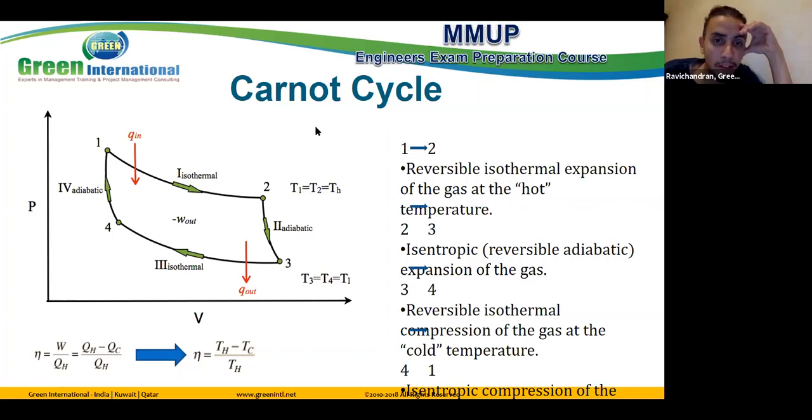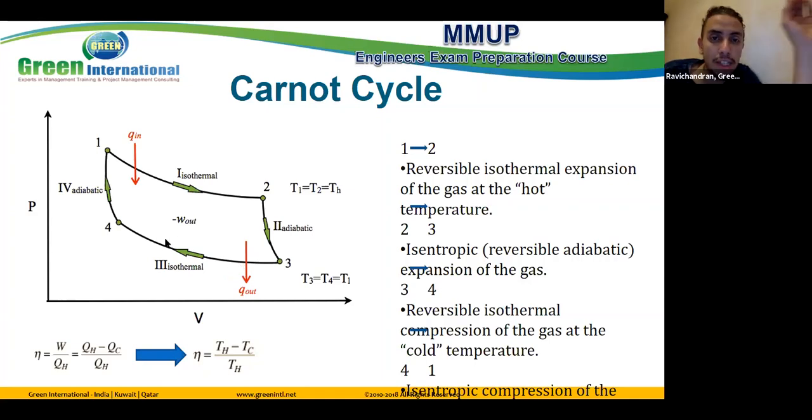Okay. The Carnot cycle consists of 4 processes. 1 to 2 is an isothermal process, as you see here. 2 to 3 is an adiabatic process. 3 to 4 is isothermal again. 4 to 1 is adiabatic. It means we have 2 isothermal processes and 2 adiabatic processes.